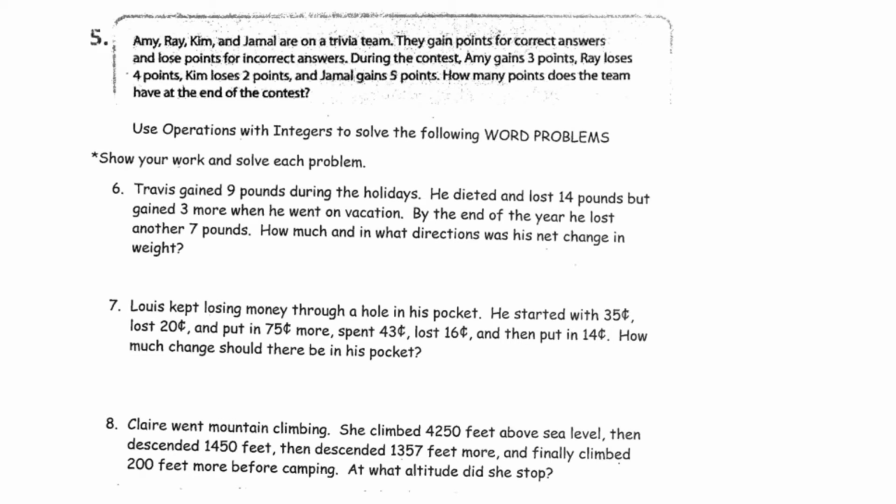Number 5, Amy, Ray, Kim, and Jamal are on a trivia team. They gain points for correct answers and lose points for incorrect answers. During the contest, Amy gains 3 points, Ray loses 4 points, Kim loses 2 points, and Jamal gains 5 points. How many points does the team have at the end of the contest?